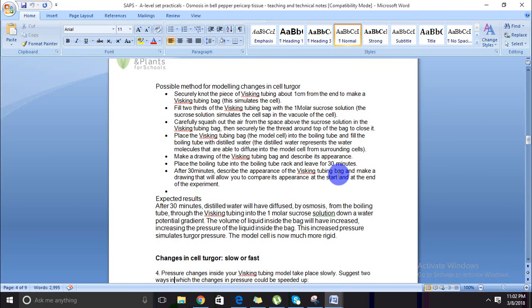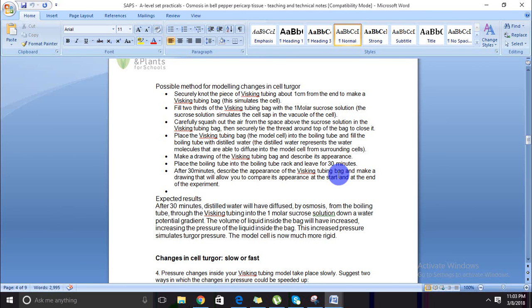Expected results: water will have diffused by osmosis from the boiling tube through the Visking tube into the 1 molar sucrose solution down a gradient. This is the same thing that happens with a potato, because water will either enter or leave, nothing else can enter or leave. So if you place it in distilled water, a lot of the water would have entered the potato, so the water potential of the water would have fallen, because now there would have been a lot of solute, because none of the solute would have left with it.